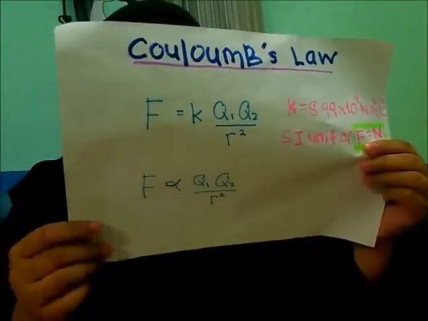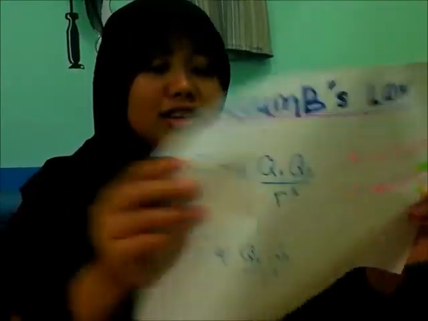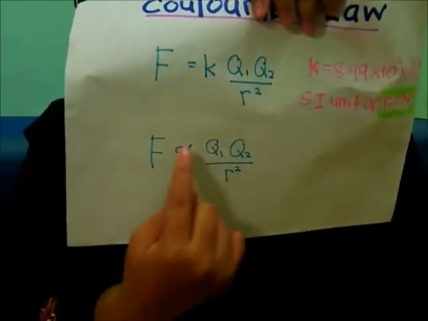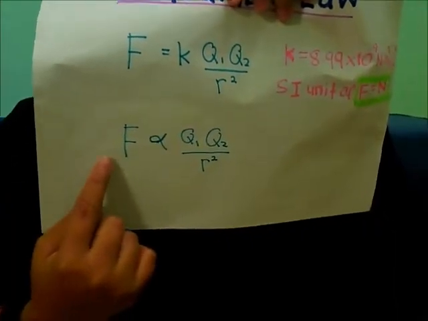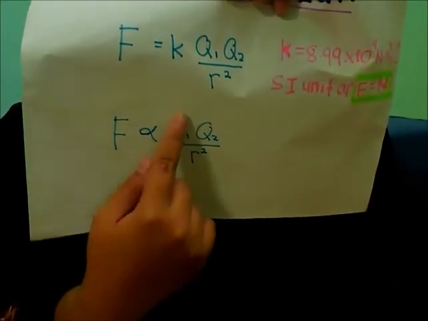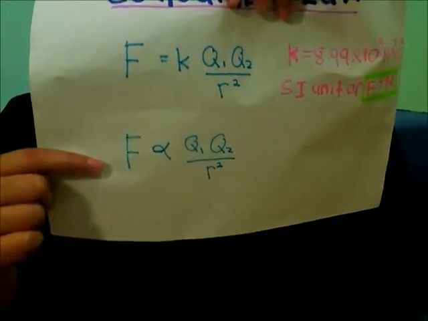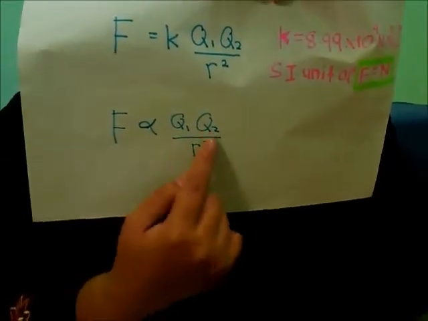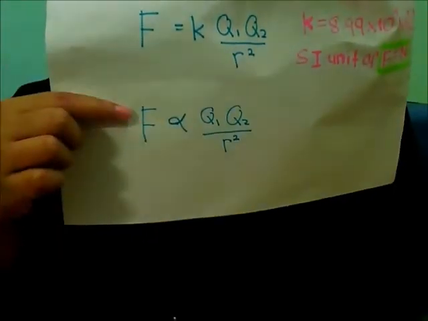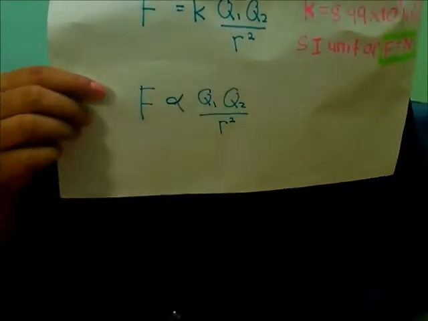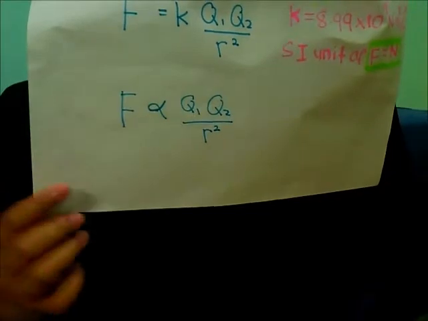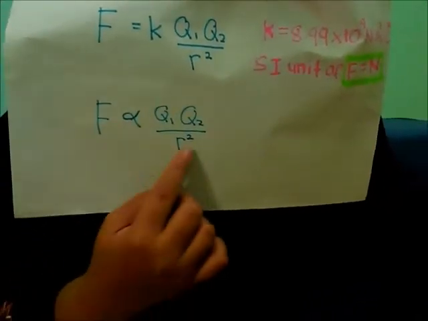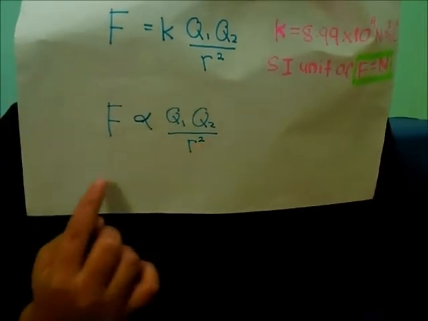Let's say the charge on either one of these two charges is increased, the F also will increase. Example, if Q1 doubles, F also doubles. But if both charges double, meaning Q1 and Q2 double up, F will increase to 4 times its original value. But we need to take note that these situations are only possible if the distance, which means the R squared, is maintained.